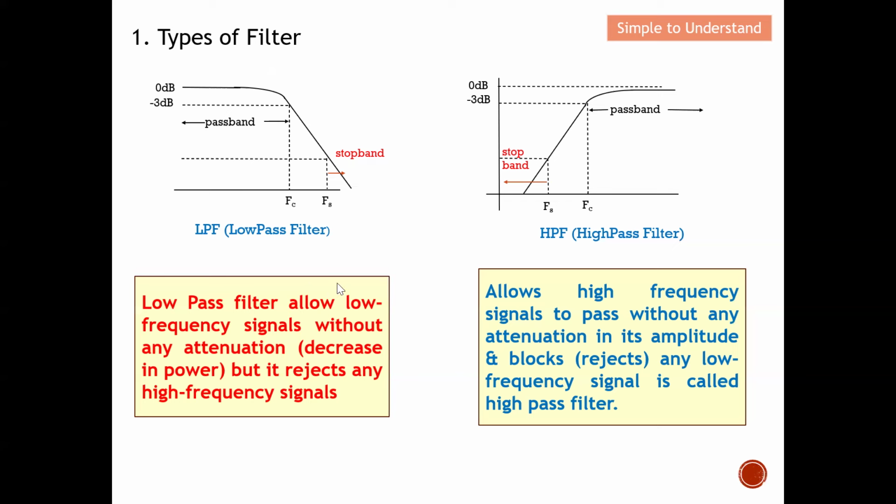The same philosophy can be applied to this high pass filter. You can see that low frequencies cannot pass because they fall under this stop band, while high frequencies will be able to pass, which is called a high pass filter. You can see that higher frequencies fall under this pass band here. So a high pass filter allows high frequency signals to pass without any attenuation in amplitude, and it blocks or rejects any low frequency signal. Because of this, it is called a high pass filter, as you can see from here.